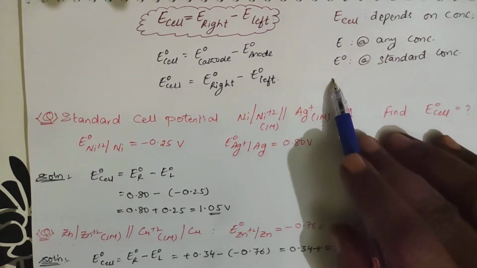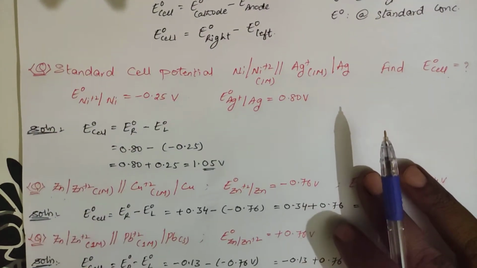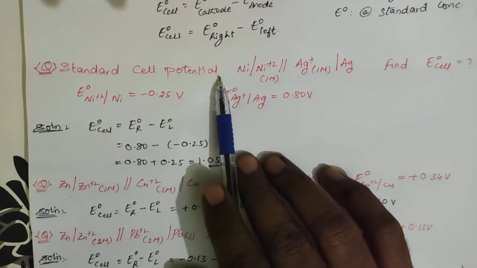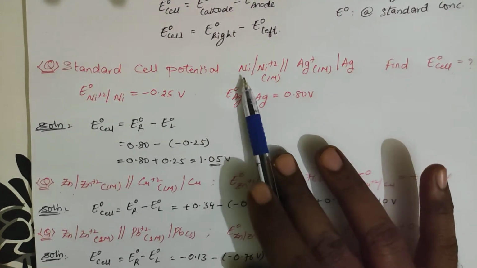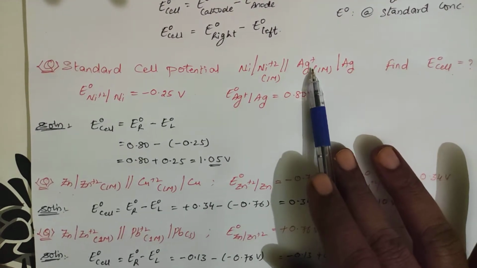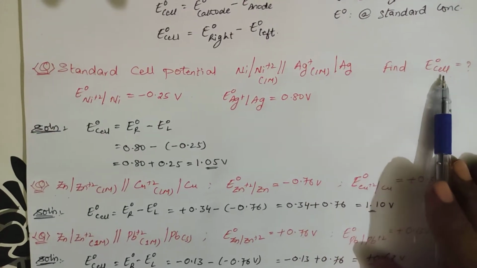E is at any concentration, E naught is at standard concentration. We know that. Okay, standard EMF of the cell. This is the EMF notation of the cell. Nickel has been converted to Ni+2, Ag plus has been converted to Ag. Find the E naught of the cell.